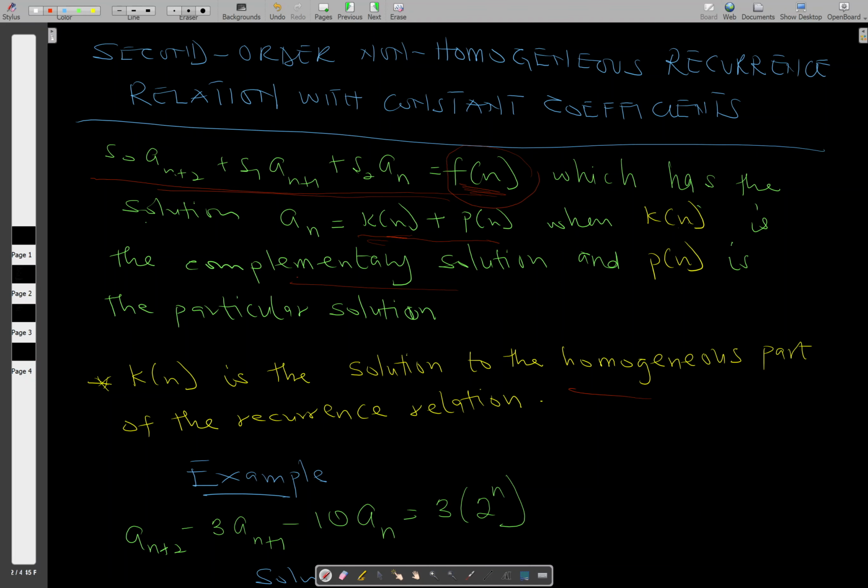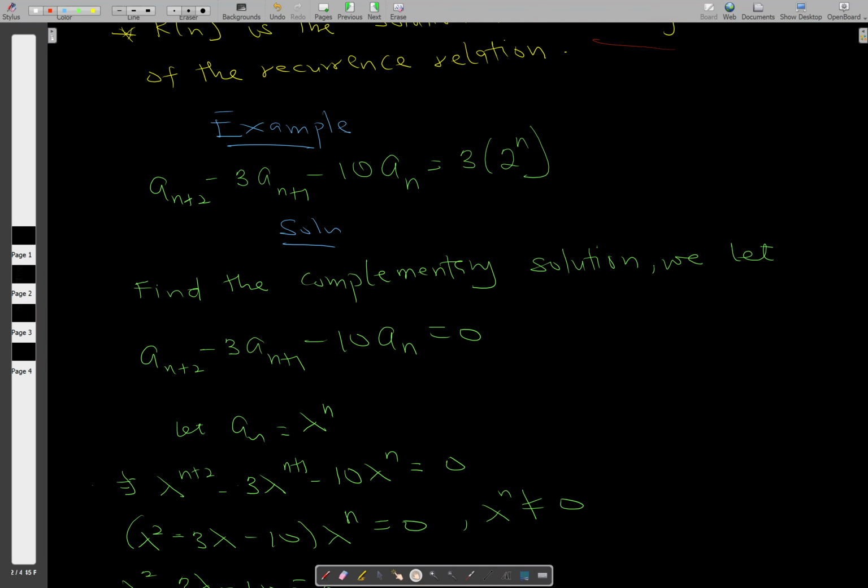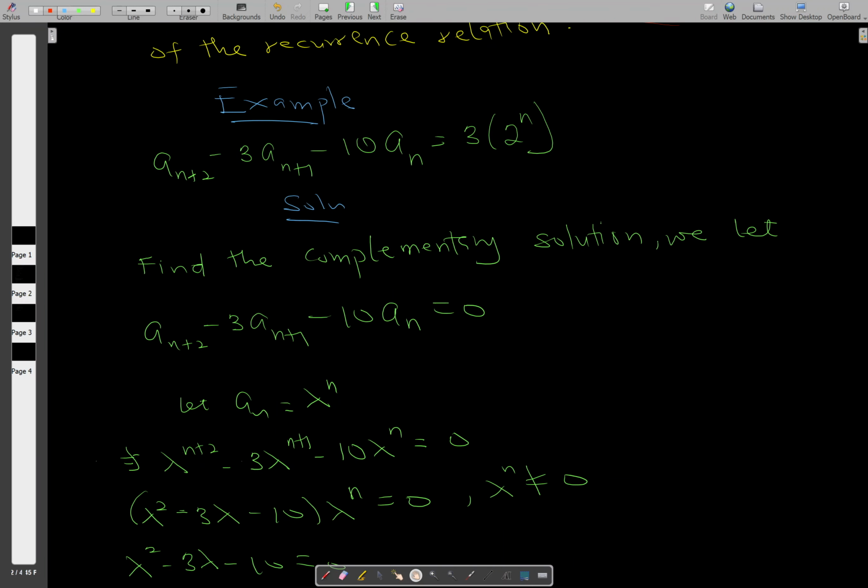Okay, so let's solve an example. We have this problem. This is a typical example of non-homogeneous recurrence relation. So for this problem, our f of n is what? 3 times 2 exponent n. That's our f of n.